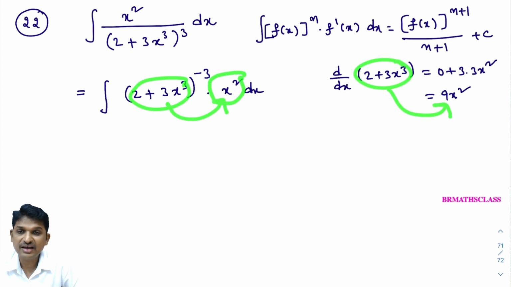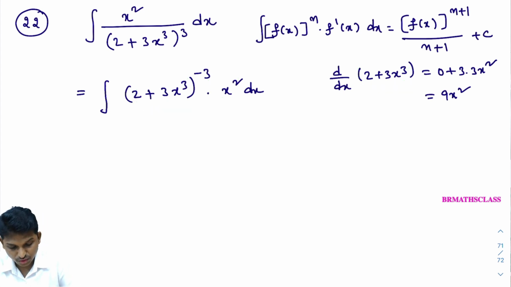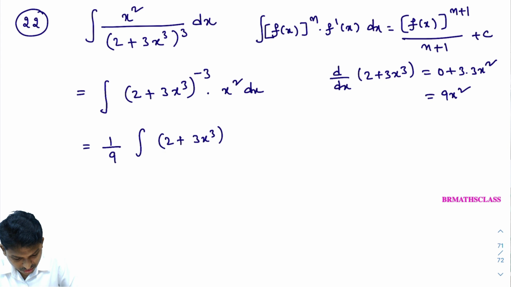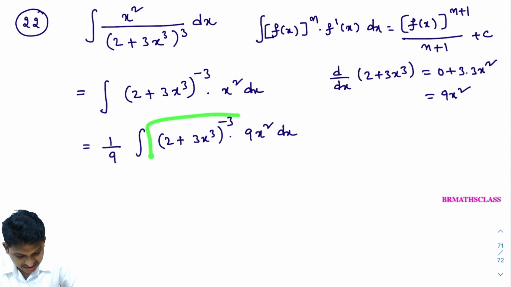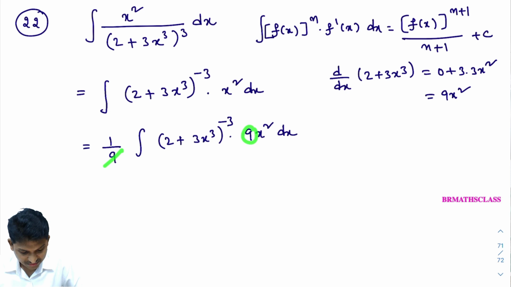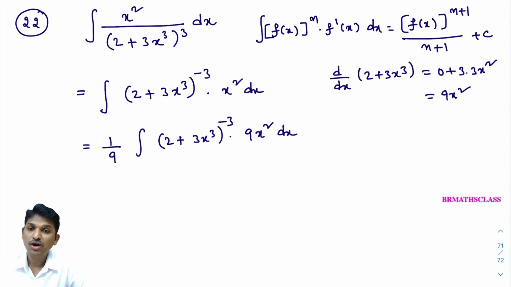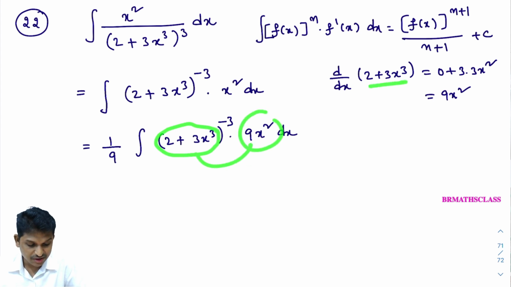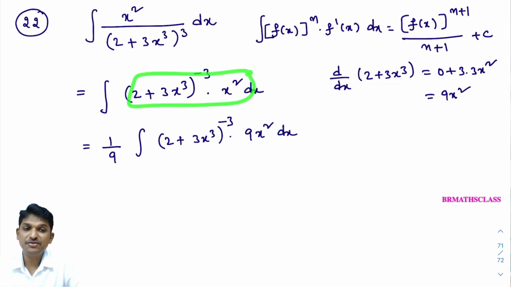But here x square is there, 9x square is not there. So what I will do here, that equals 1 by 9 into integral of (2 plus 3x cube) whole power minus 3 into 9x square dx. You look here, this 9 will get cancelled, and again you will get the same step. Why did I write like this? Because derivative of 2 plus 3x cube is 9x square. I need 9 here. That's why I multiplied and divided this function with 9.